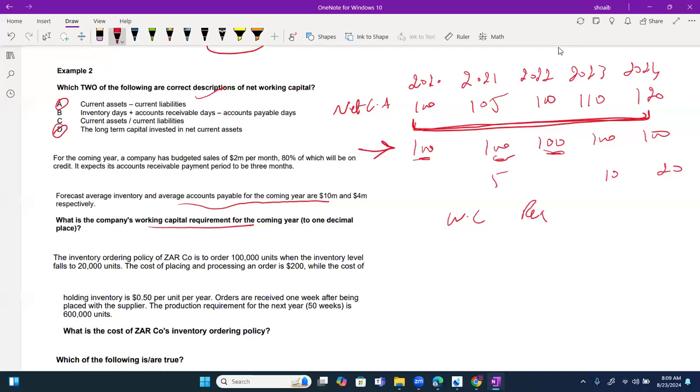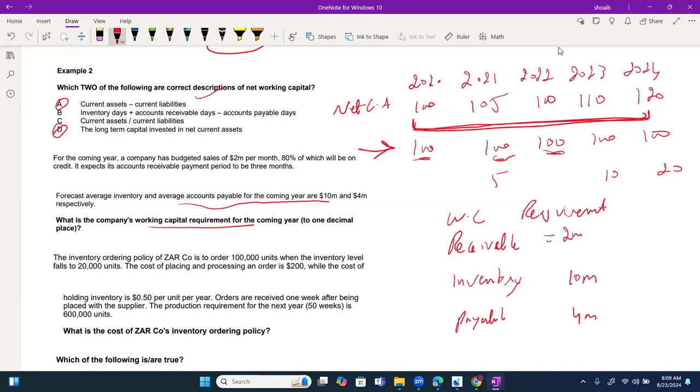Working capital requirement means identify the amount of receivable. Identify the amount of inventory. Identify the amount of payable. The good thing is, the company has given us the amount of inventory, 10 million, the amount of payable, but the examiner has not given us the amount of receivable. But we can calculate.